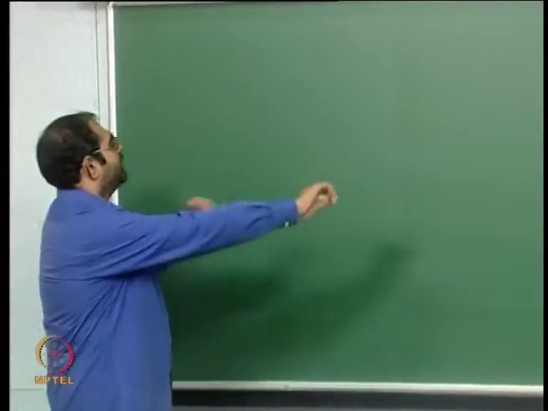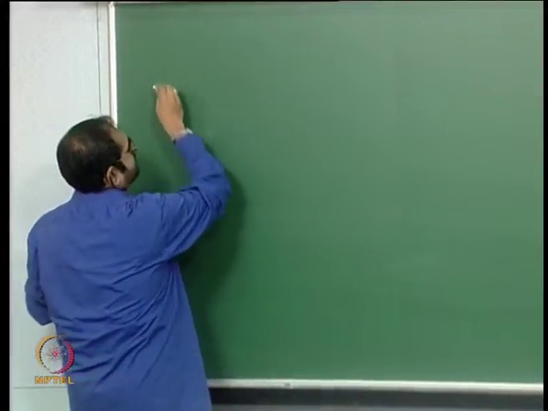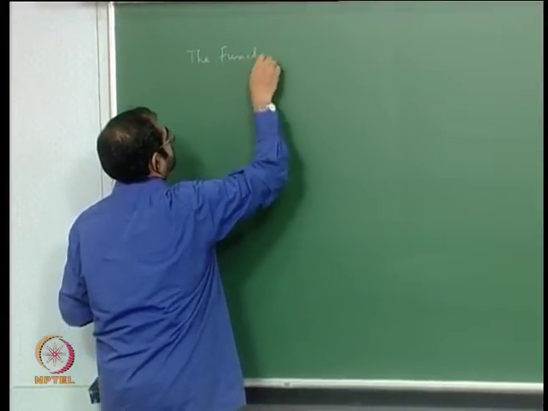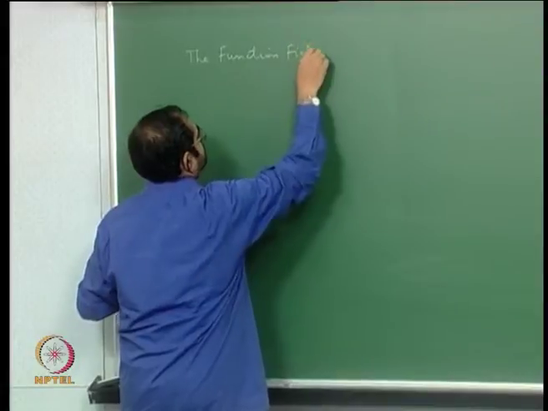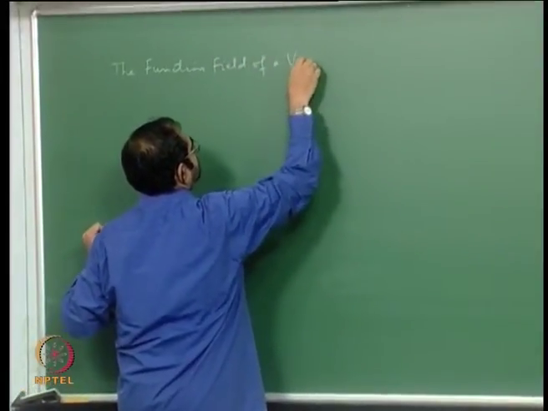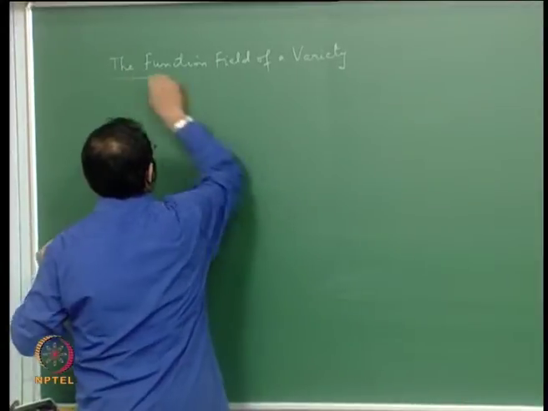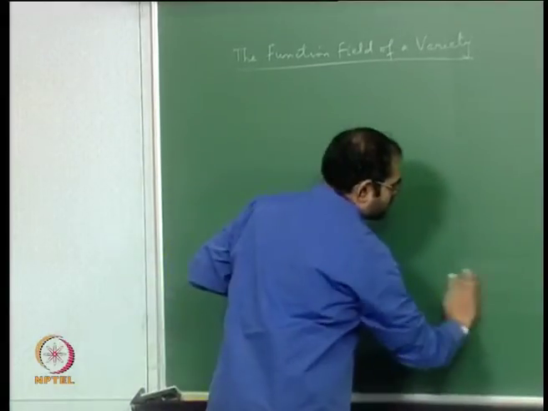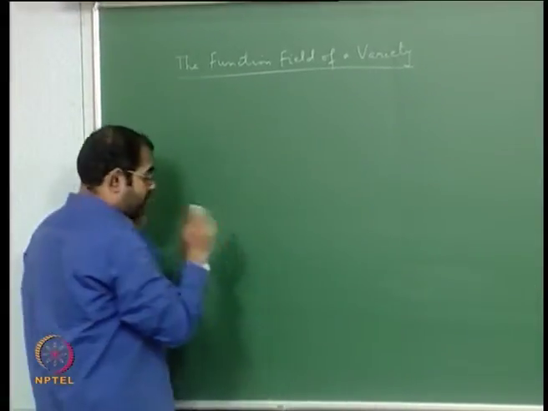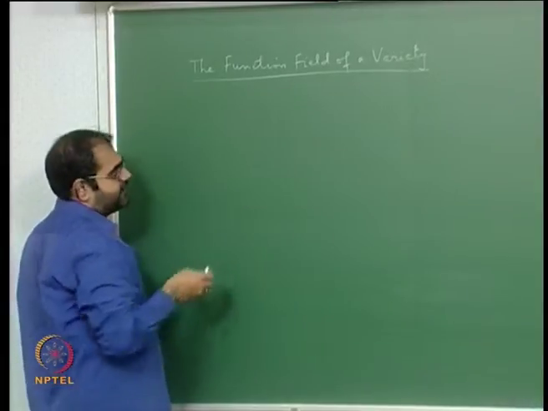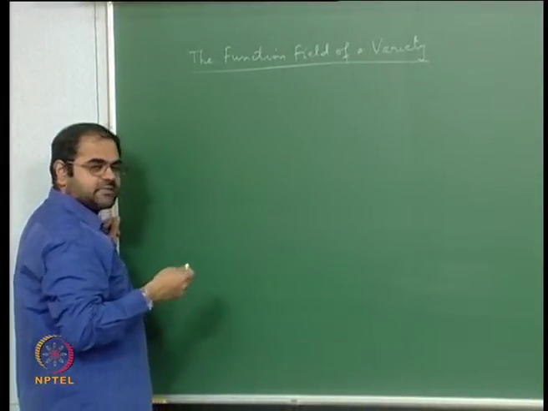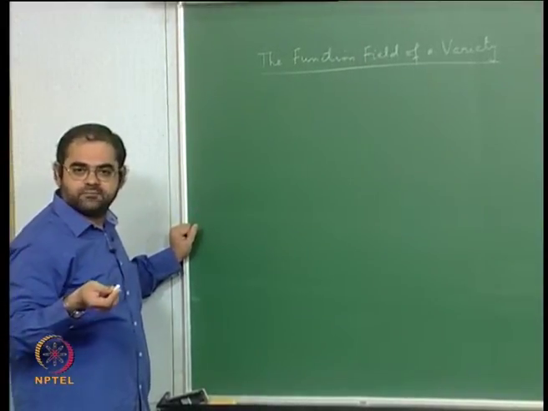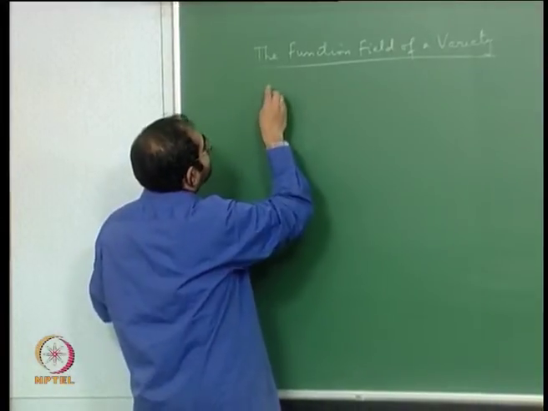So let me put the title of the lecture as the function field of a variety. And so what is it that we are going to do? The idea is very similar to the way in which we got the local ring at a point.